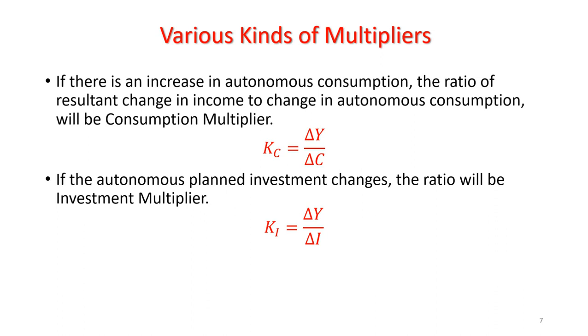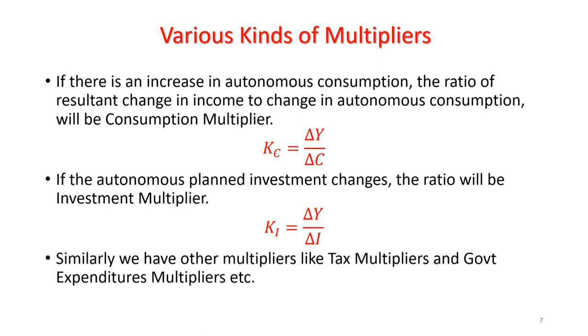Similarly, if there is a change in government expenditures or in taxes which results in changing national income, we shall have tax multipliers and government expenditure multipliers. Now let's derive all these multipliers mathematically. Although we have derived it mathematically just a few minutes before, however, this is another way of mathematical derivation.